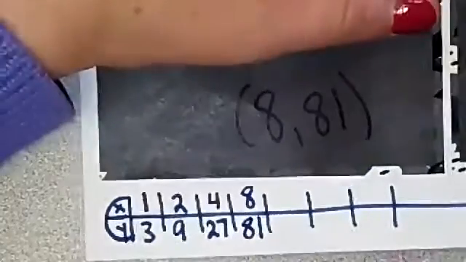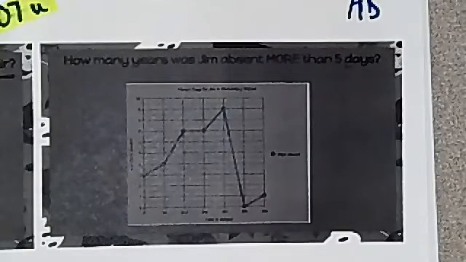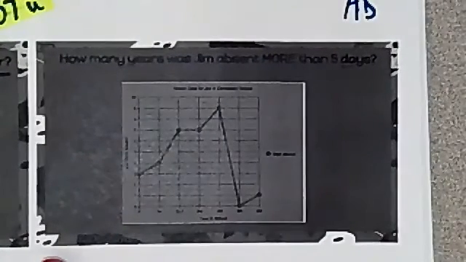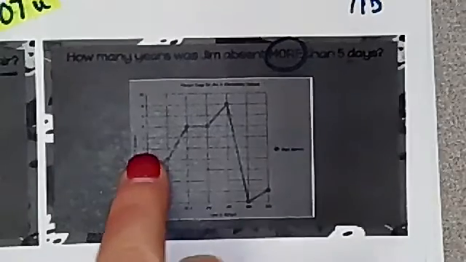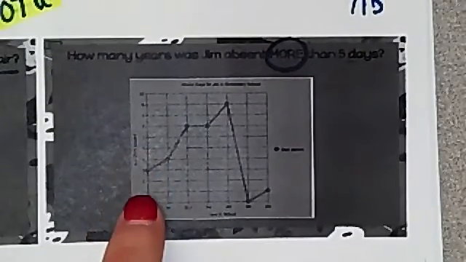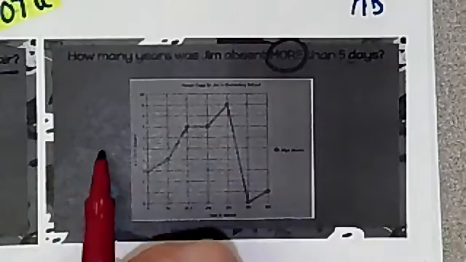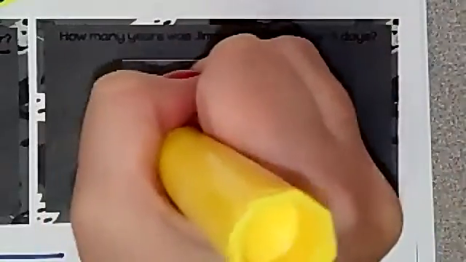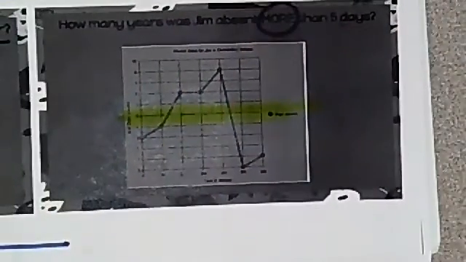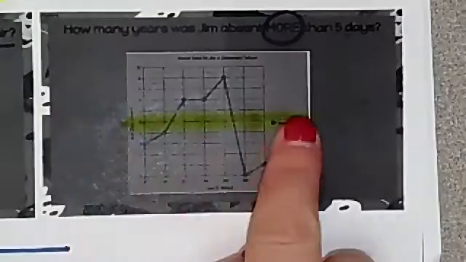All right, now we got one more and then we're going to go back to question 4. This says, number 7, sorry. How many years was Jim absent more than 5 days? What I want you to do for this one is make a line in the sand. Go to 5 days. It's right here. So we've got 1 day, 2 days, 3 days, 4 days, 5 days. And I'm going to use a highlighter to draw a line that goes straight across at 5 days. Just like that. That's 5 days right there.